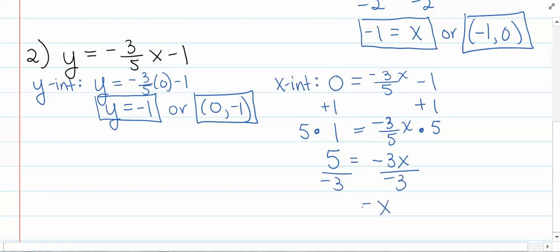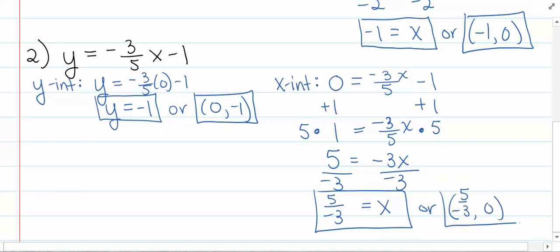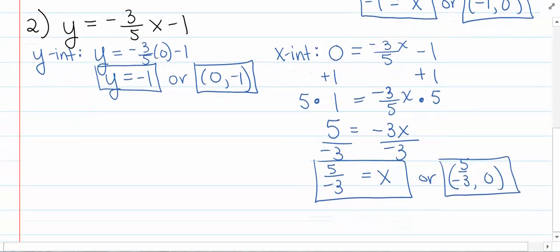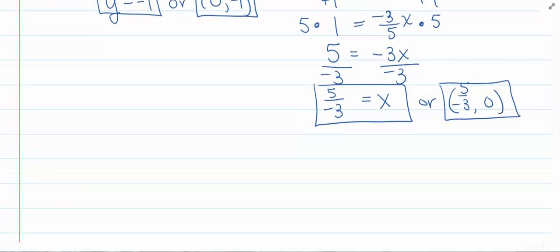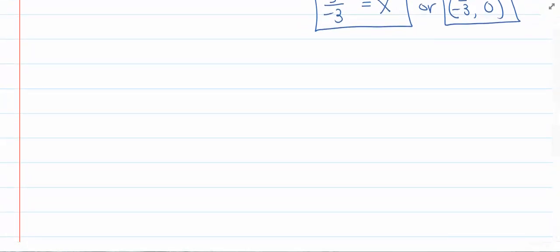So therefore x equals 5 over negative 3, my x-intercept. Or you can list it as an ordered pair, 5 over negative 3, 0. So even if you have fractions, don't worry, solve it like you normally would. For number 3, here's kind of a special case.